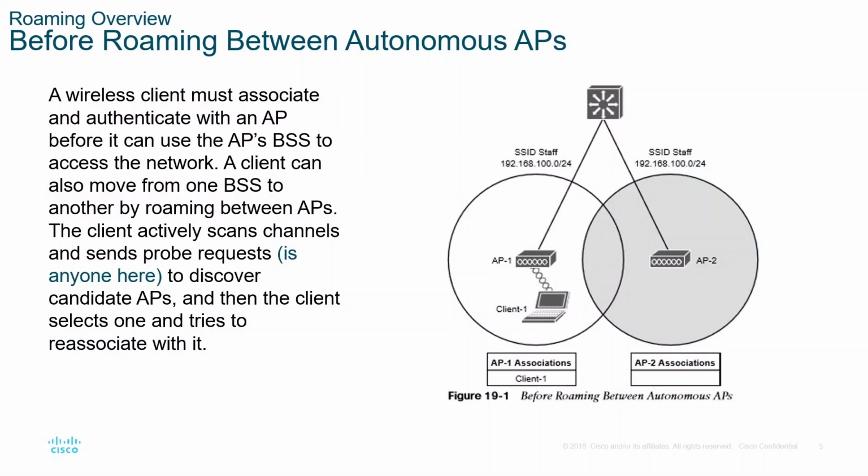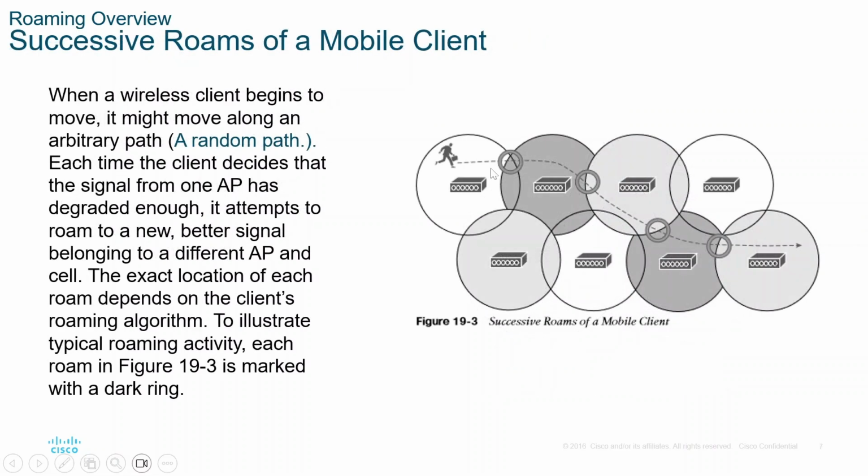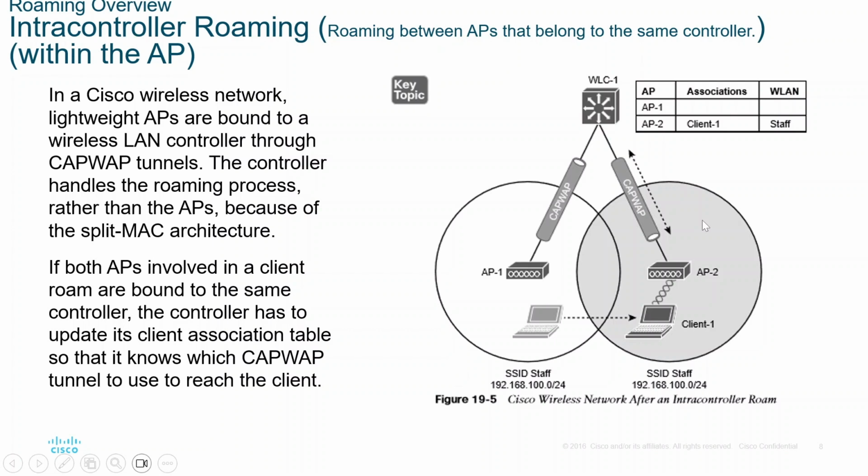So this is what it looks like before roaming between APs. This AP is doing everything, and this is one client. Then the client switched to another AP, AP2, and they are still connected. This is successful, and they are performing.